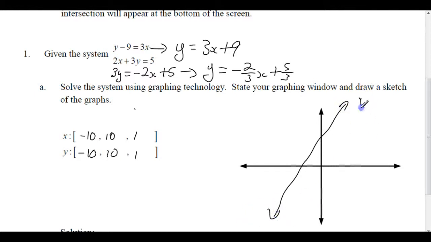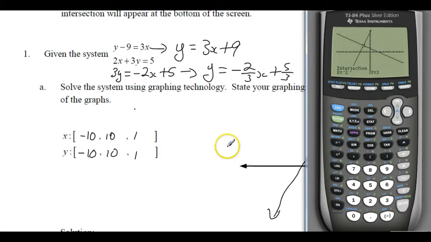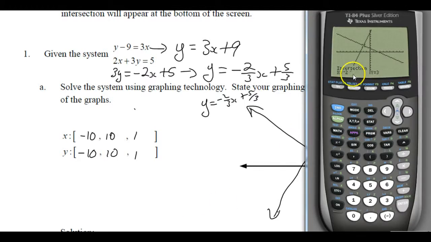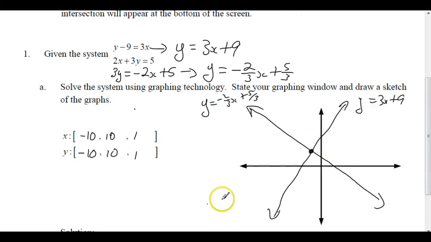And that will be the graph y equals 3x plus 9. And the other graph goes like this. And that's y equals negative 2/3 x plus 5/3. And there's our point of intersection, which was negative 2, 3. So that's the point negative 2, 3.